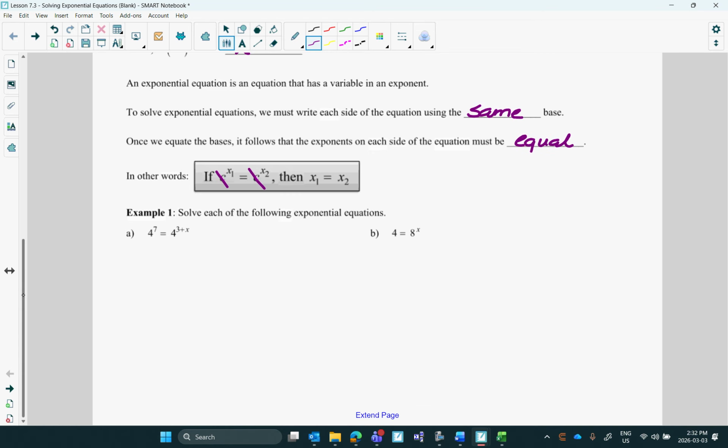So this first one is pretty straightforward because the bases are the same. I just say, okay, bases are the same, which means the exponents must be the same, which means x must equal that. What about the next one?